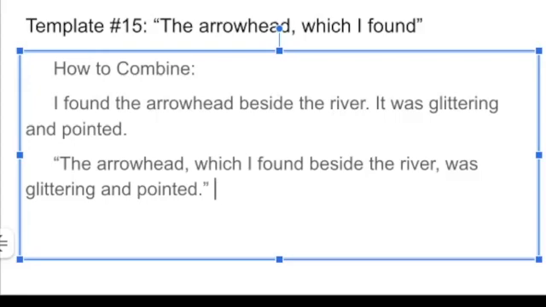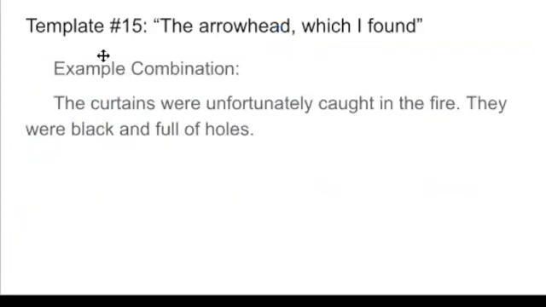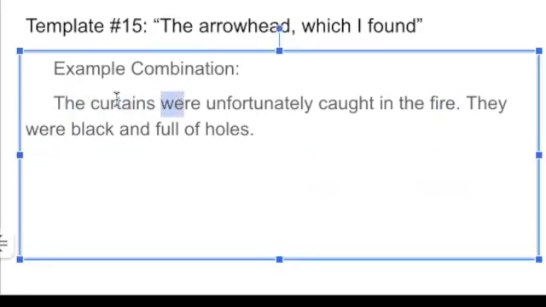So what we're going to do is practice taking some simple sentences of normal sentence structure and combine them according to this template to make a richer sentence. So let's look at an example combination. The curtains were unfortunately caught in the fire. They were black and full of holes. So we have these two sentences that have that subject verb sentence structure. The curtains were caught in the fire. They were black and full of holes. And so let's try and combine them according to the template.